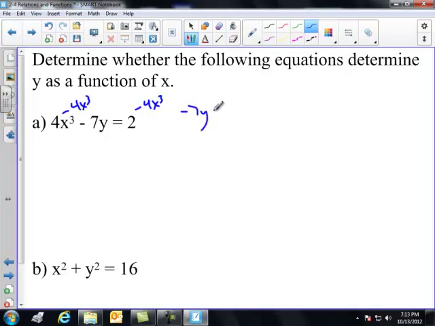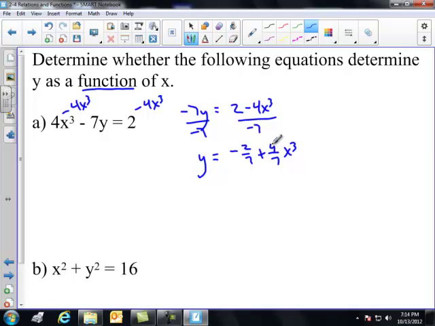So I get negative 7y equals 2 minus 4x cubed, and then divide through by negative 7, so I'd have that over negative 7. I can express this as y equals negative 2 sevenths plus 4 sevenths x cubed. Now, what we're trying to figure out is, is this a function? If for every x value we plug into this equation you only get one y value, then it is a function.